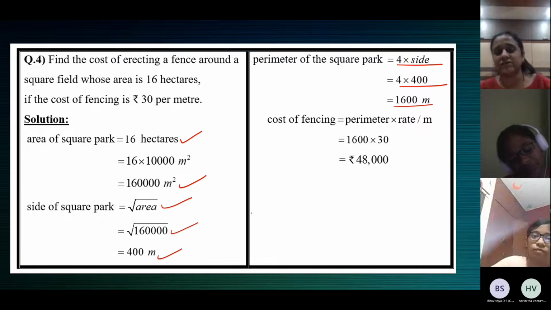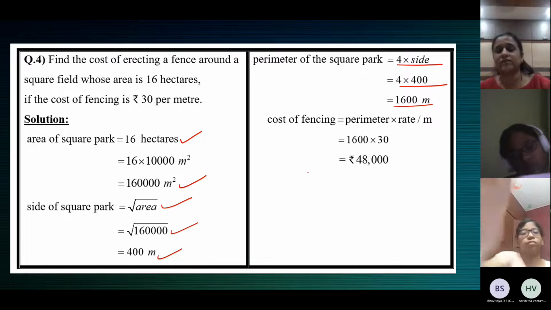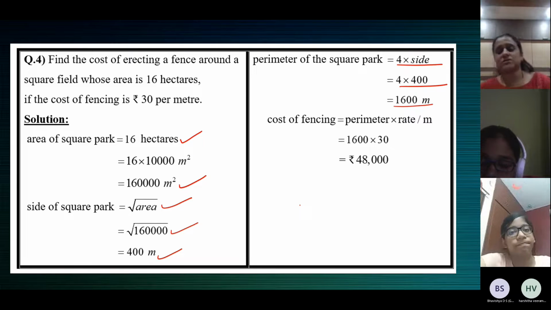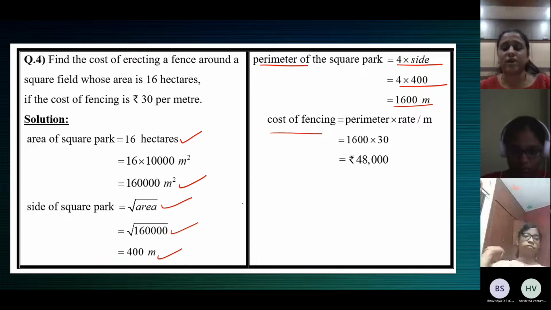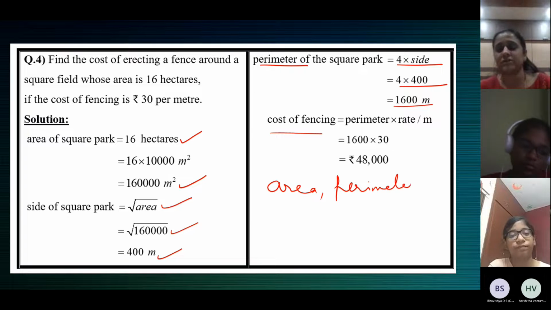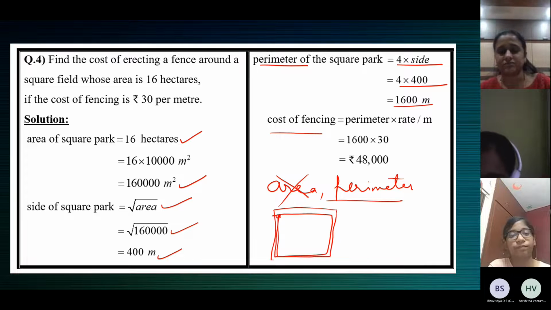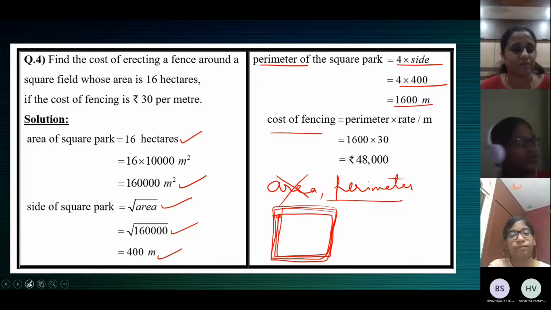Fencing is done along the perimeter, right? Where will you put up the fence? Along the perimeter. So to find the cost of fencing, you must find the perimeter. For a square, you can find two things, area and perimeter. Now, it's not area here, it's perimeter, because fencing, where will you put the fence? You will put the fence here along the boundary like this. Fencing is done here along the boundary. That's nothing but the perimeter. So to find the cost of fencing, you need to find the perimeter.